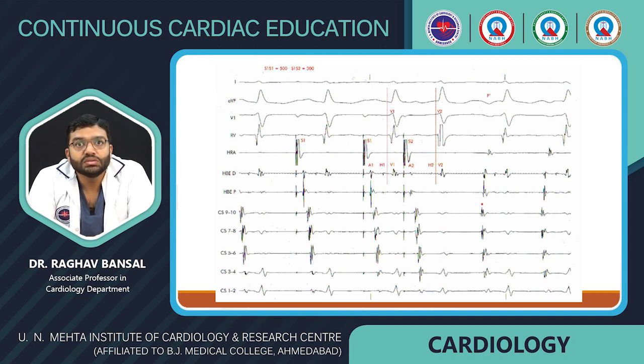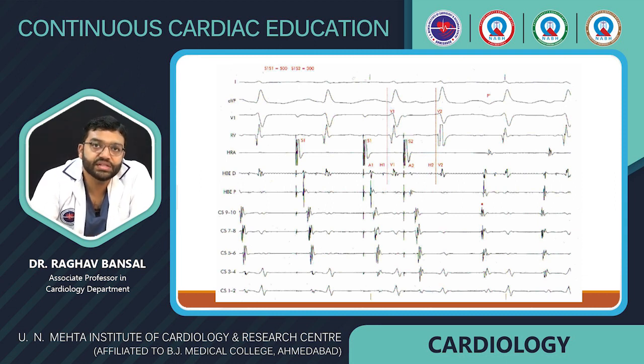We all know that AV node has decremental properties. So if we are pacing faster at the atrium, AV node will decrement, meaning that there would be a longer conduction time from going from atria to ventricle, which is seen as the increase in the AH interval. So what we see with a baseline pacing at S1, we are having an interval A1, H1. And when we give an extra stimulus S2, this interval prolongs to A2, H2. So this is a typical decremental property of the AV node, which is being tested by giving extra stimulus.